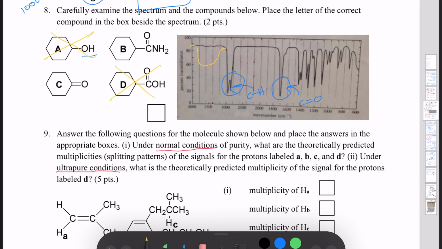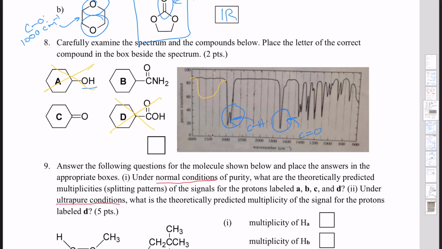And we eliminate D because this carboxylic acid has an OH group attached to it, and that would be present in the IR spectra if that was the molecule being examined. So we're left with choices B and C.